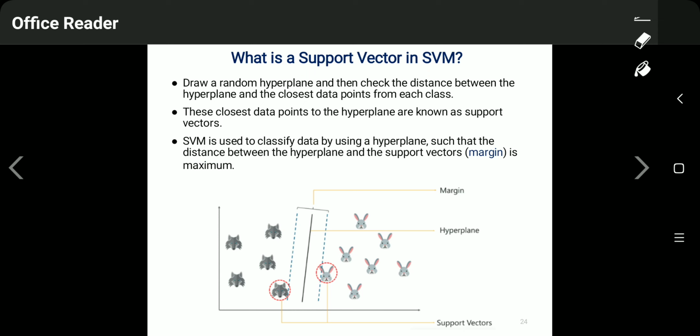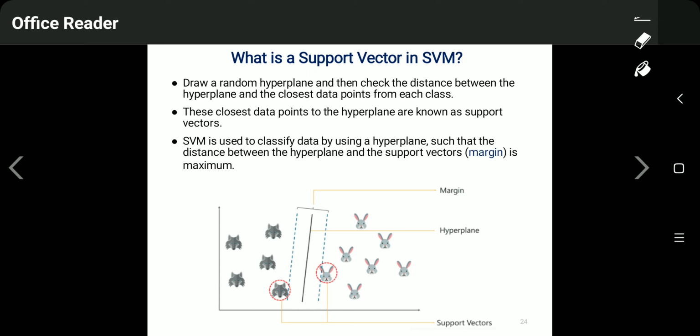In this context, another term comes, that is the support vector. So what is a support vector in SVM? Just see here, we have two sets of data in this diagram, and we have drawn a decision boundary, a hyperplane, over here. Now just see how we draw a hyperplane. We should draw a hyperplane in such a way that it is as far as possible from the nearest points of both classes.